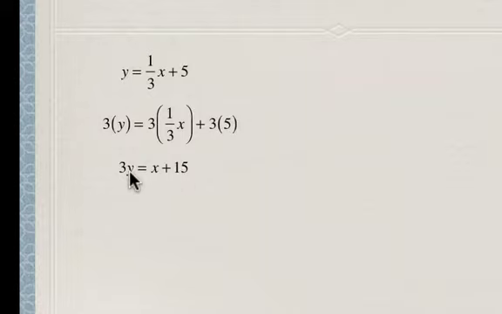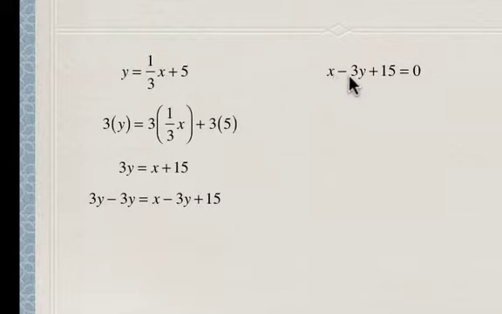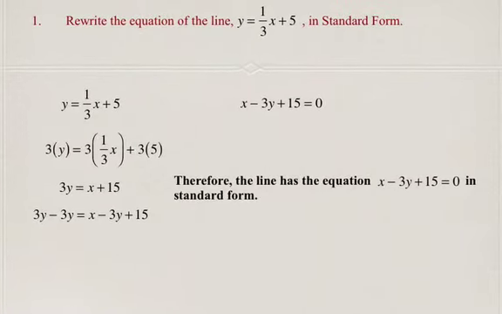Now we have to get rid of the y term from one side of the equation, so we're going to subtract 3y from both sides. And we get 3y minus 3y, which is 0. We switch the equation around, and we get x minus 3y plus 15 equals 0. And this is in standard form. A here is 1, b here is -3, and c is 15. So y equals 1/3 x plus 5 in standard form is x minus 3y plus 15 equals 0.